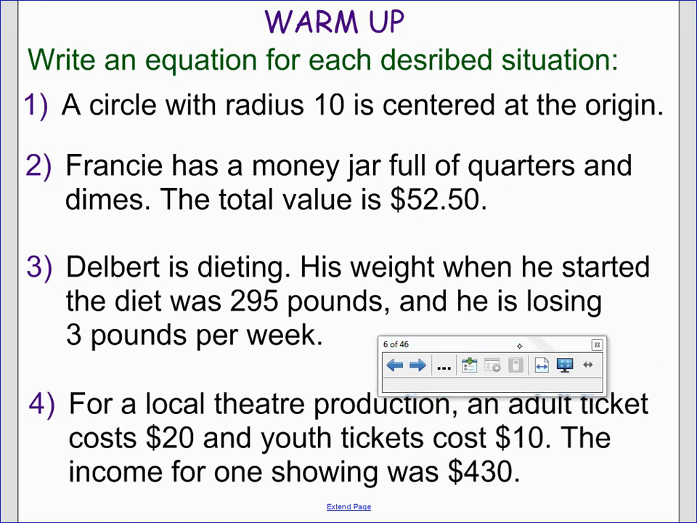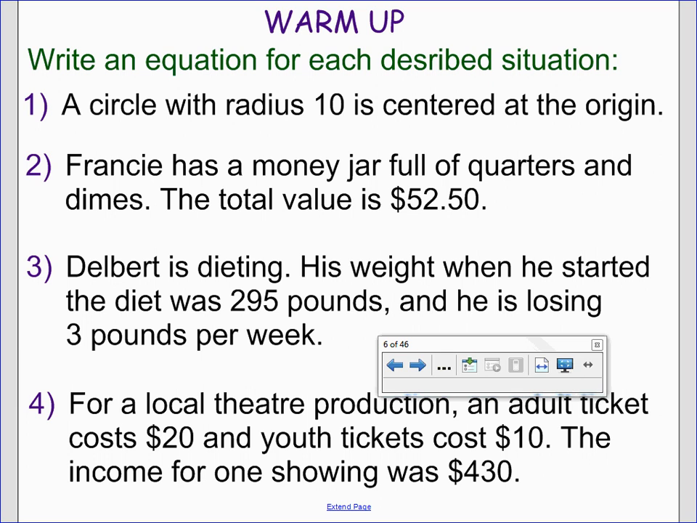So for our warm-up today, I want you to go ahead and with your partner write an equation that represents the given information in the verbal description. So we're going to write an equation for each described situation. In the first, the circle with radius 10 is centered at the origin. Go ahead and see what equation would represent that verbal description. Number 2, if you don't remember the standard form for the equation of a circle, you guys come back to that one.